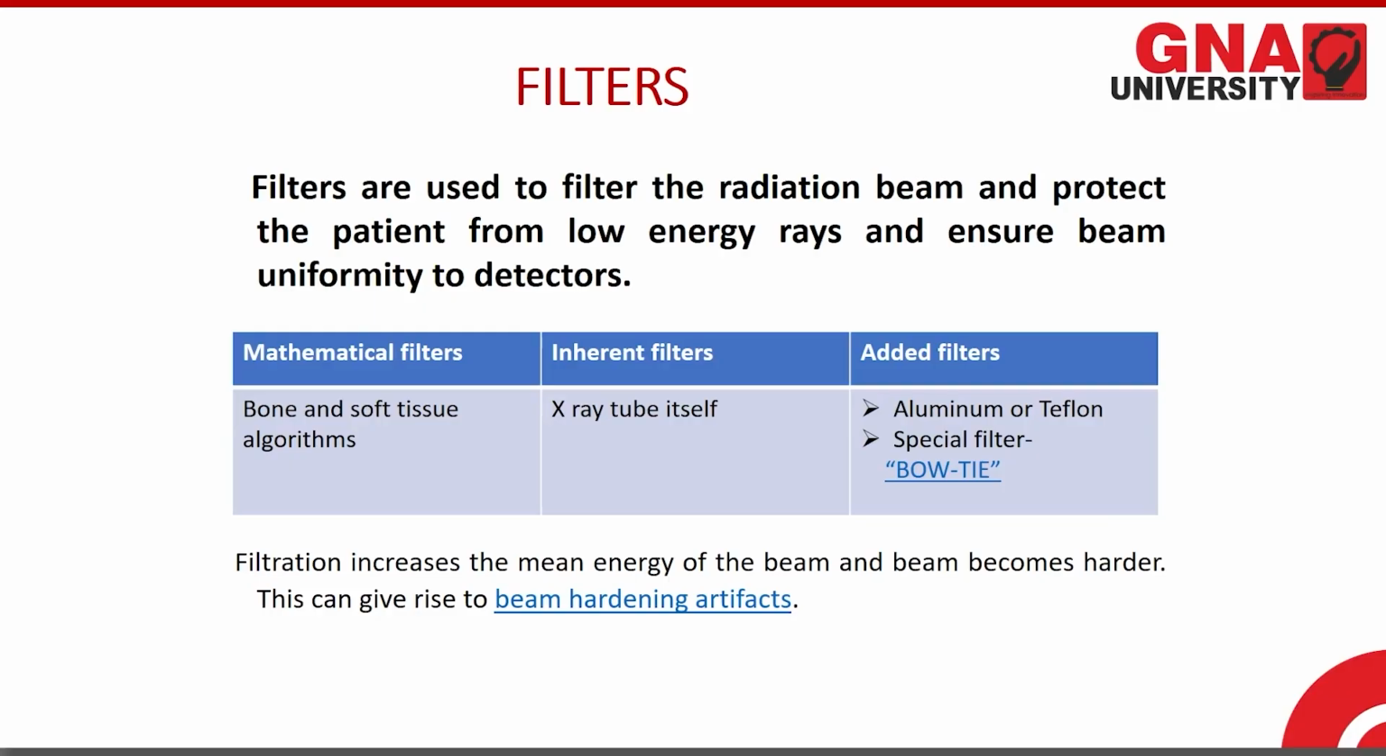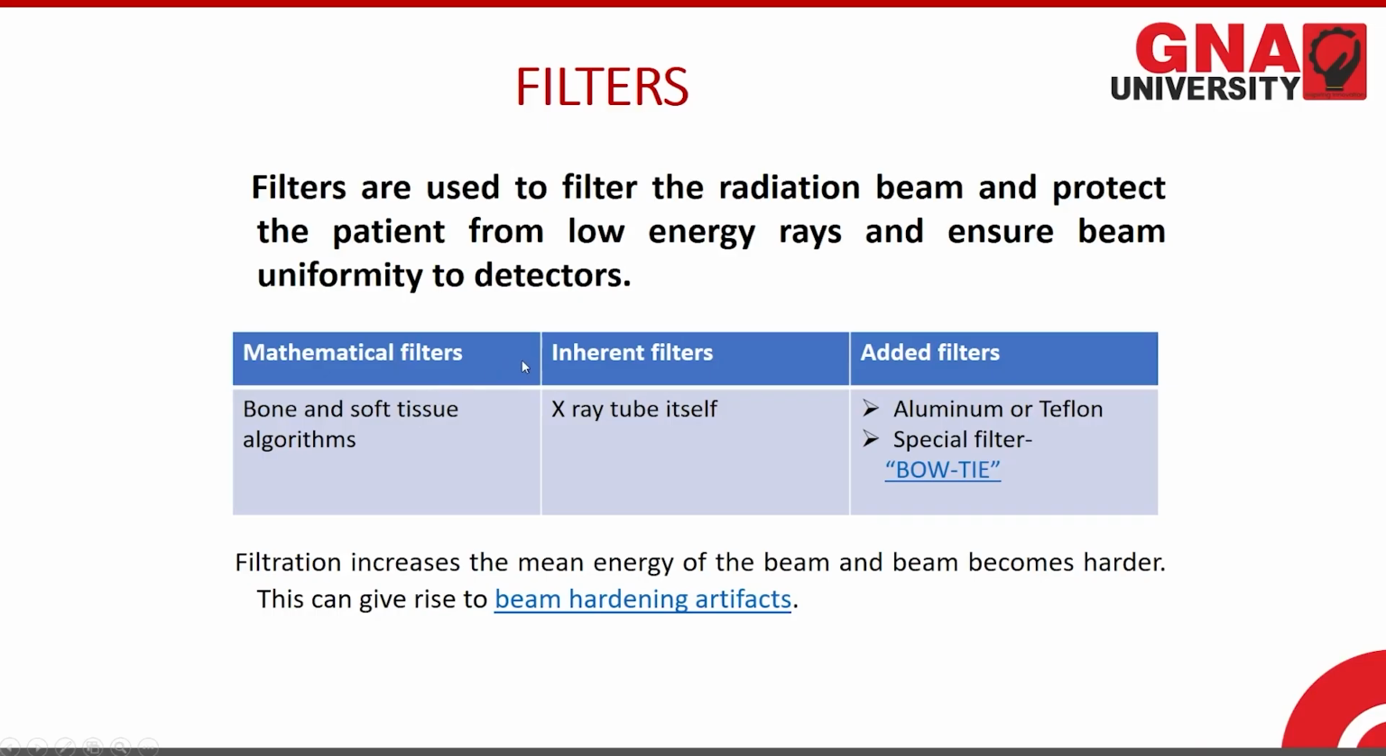So, normally three types of filters are utilized in CT machines. One is known as the mathematical filter. The mathematical filter is used in a post-processing technique and it does not interfere with the direct beam. Here, the bone and soft tissue algorithms are utilized to clear the image of noise.